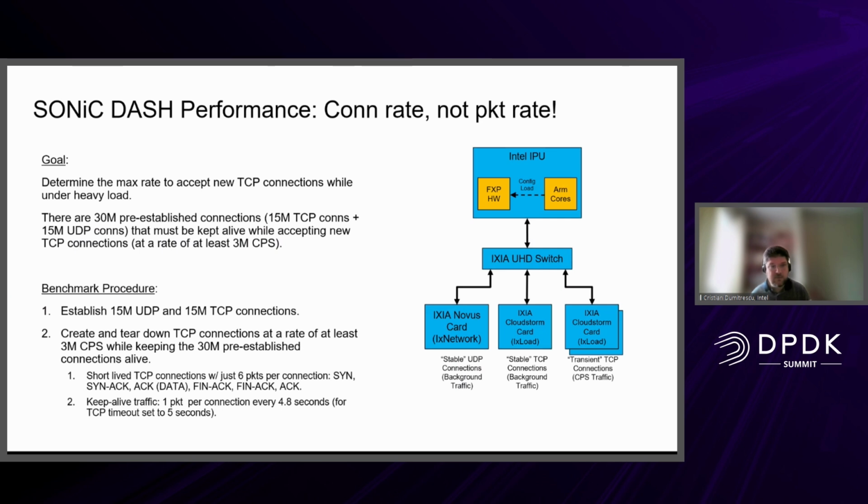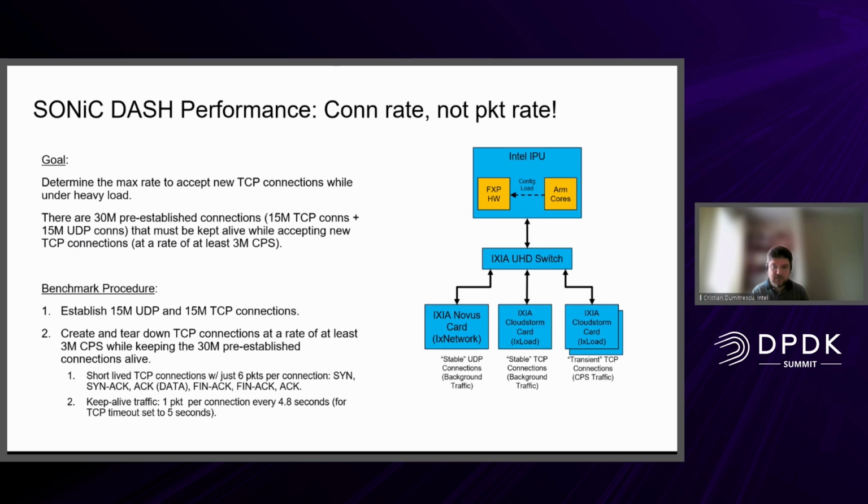Essentially, we already have 30 million flows that have to be set up on the device before we start the real test. So it's 15 million TCP connections and 15 million UDP connections that are all bidirectional. We have to pre-establish those, and then we want to play with adding TCP connections, which also have to be removed, because the rate has to be at least 3 million connections per second on top of these 30 million that we call background traffic, and they have to be kept alive.